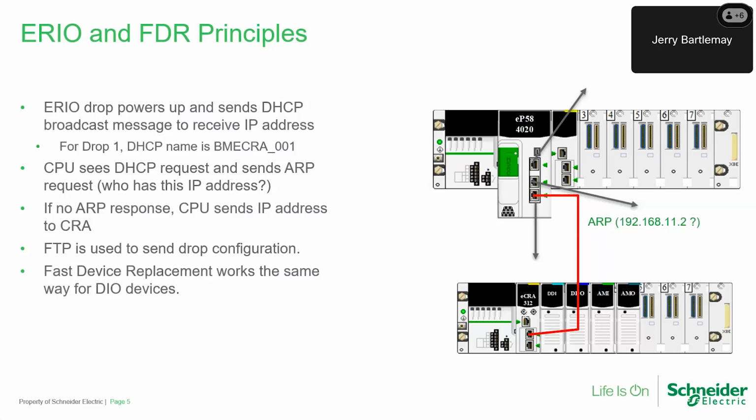So do you exist out there? If nobody responds, we know that it's not configured anywhere else. And then we send that IP address down to that module. Once it has an IP address, then we can use FTP, File Transfer Protocol, to send it its configuration. Then we're off and running. It goes into run, and you have a fully operating remote I/O drop.